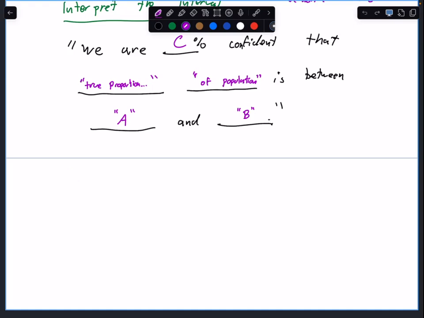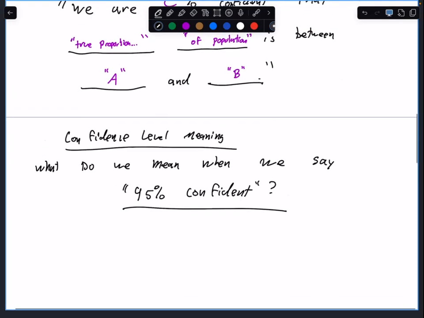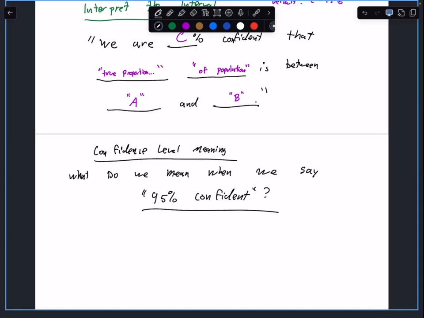Confidence level meaning. In other words, what do we mean when we say 95% confident? So what do I mean when I say this first part of this sentence? We are 95% confident. What does that mean?